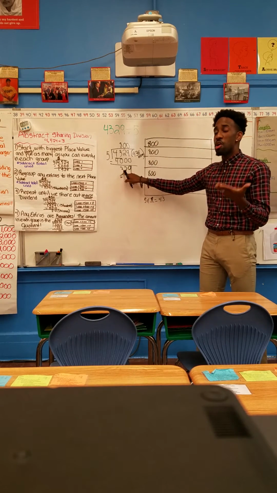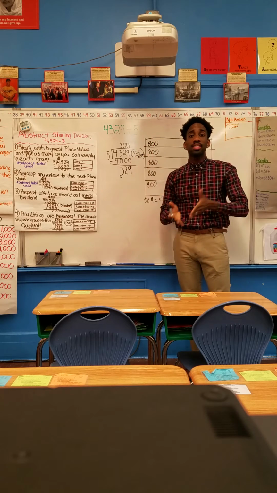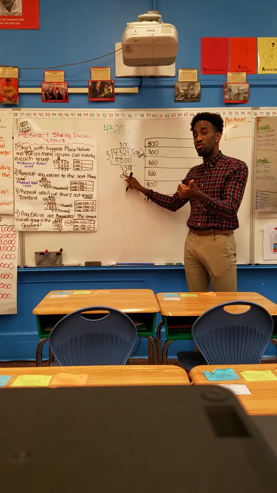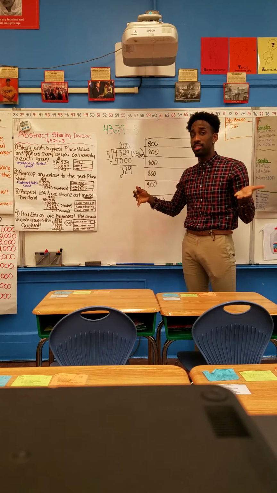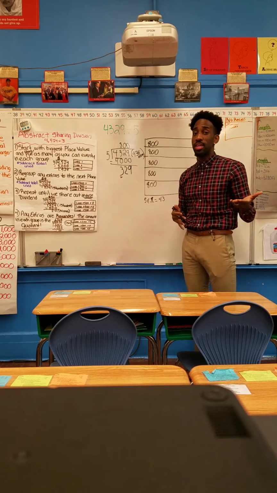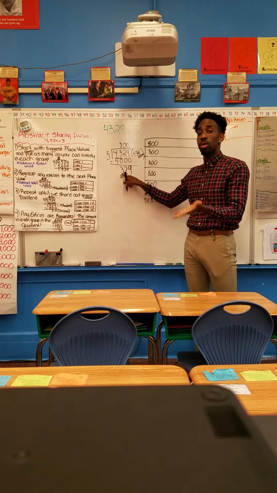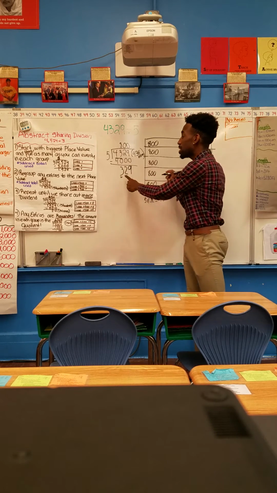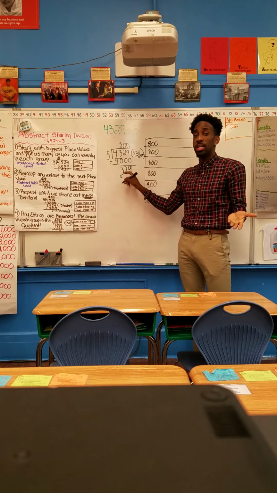I know that 300s, I need to regroup the hundreds to the next largest place value, which is the tens. So 100 is equivalent to 10 tens. 200 gives me 20 tens. 300s will give me 30 tens. Now I'm looking at my tens column. I already have 2 tens already there.